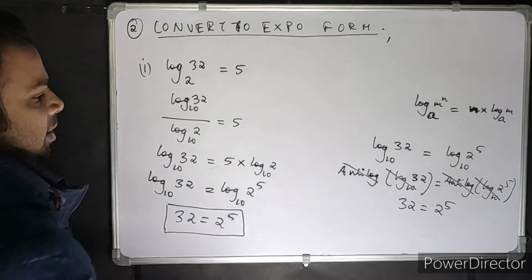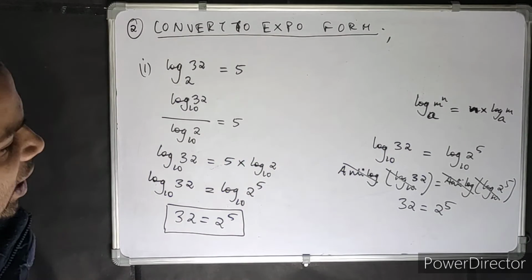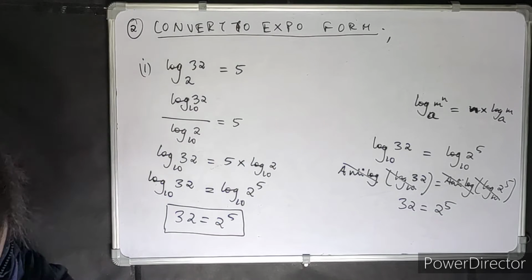That's understood, that the anti-log and the log got cancelled out. You didn't write it. Okay, you don't have to write so much. You just write 32 is equal to 2 to the power 5. I hope you have understood.